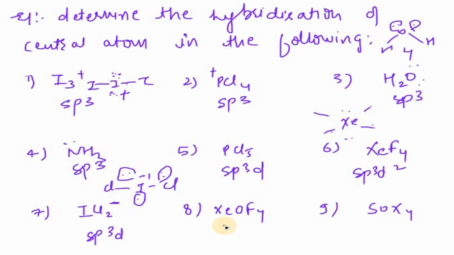If we talk about XeOF4, the hybridization is sp3d2. There are 4 fluorine atoms and 1 oxygen, and we count only the sigma bonds and the lone pair, which gives 6. In case of 6, we write it as sp3d2. Now in case of SOF4, that comes out to be sp3d.